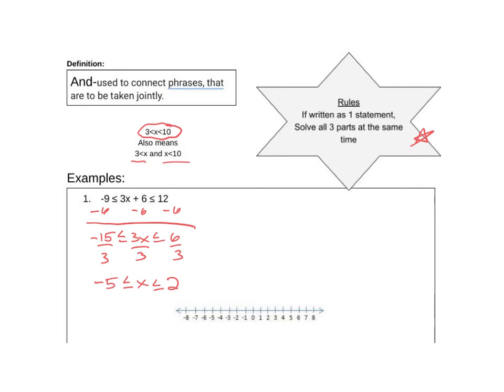Now again, I always like to just double check. All right, we start here at the -5. It's going to be greater than a -5, but it's also going to stay less than a 2. Which looks like that's going to check out all right. That's our answer. All right, let's take a look at another one.